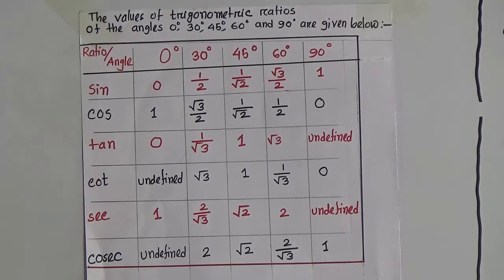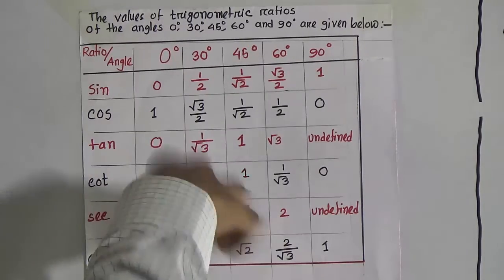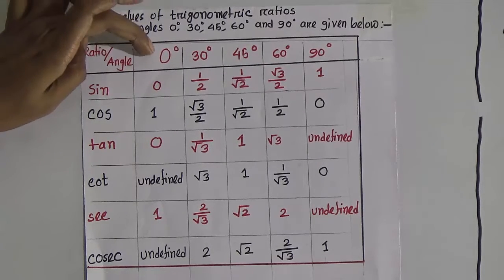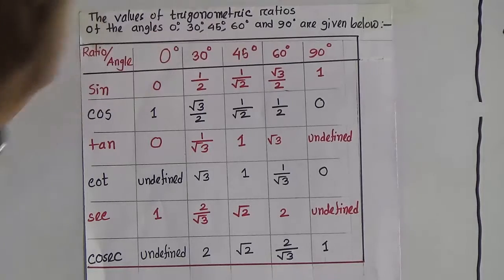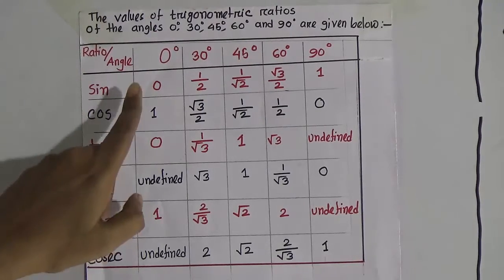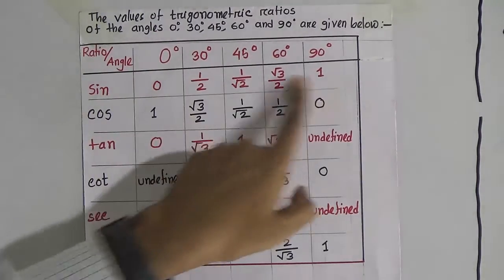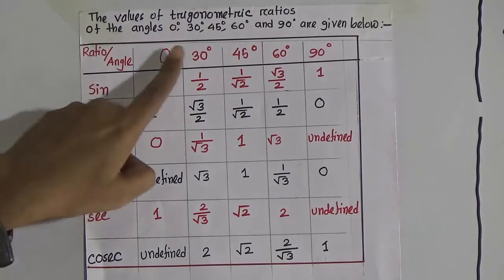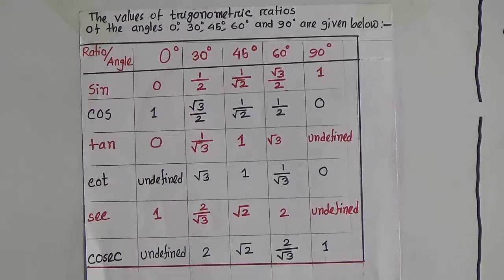Student, look. You see this table is so much longer and memorizing it is so tough for you. Okay, so you have to use a technique. At first write sine 0 degree, 30 degree, 45 degree, 60 degree, 90 degree. You have to memorize these 5 values. Sine 0 degree means 0, sine 30 degree means 1 by 2, 45 degree means 1 by root 2, 60 degree means root 3 by 2, 90 degree means 1. Okay.